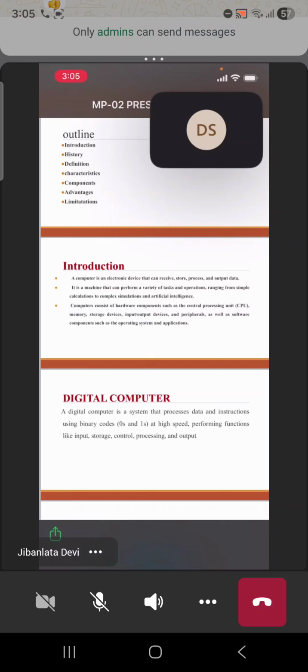So, a computer is an electronic device that can process and output the data. It's a machine that can perform a variety of tasks and operations, which can range from a very simple task to a very complex task, like simulations and artificial intelligence. It consists of hardware components such as CPU, memory, storage devices, input and output devices, and peripherals, as well as the software. So we will see them one by one in the later slides.